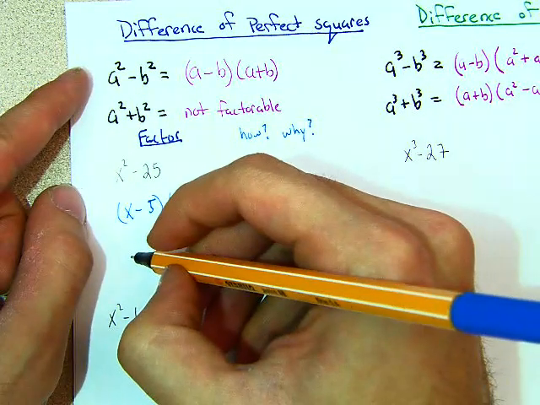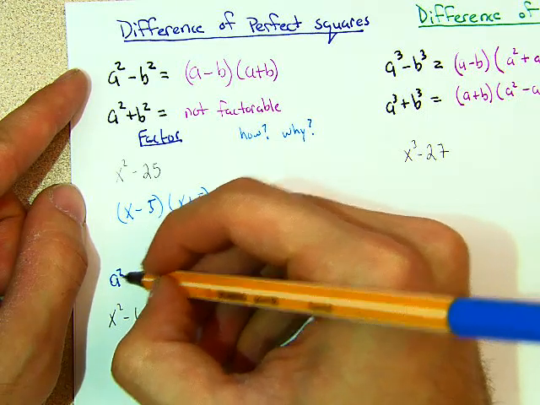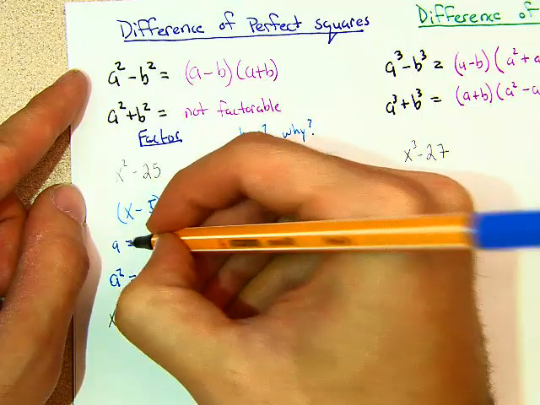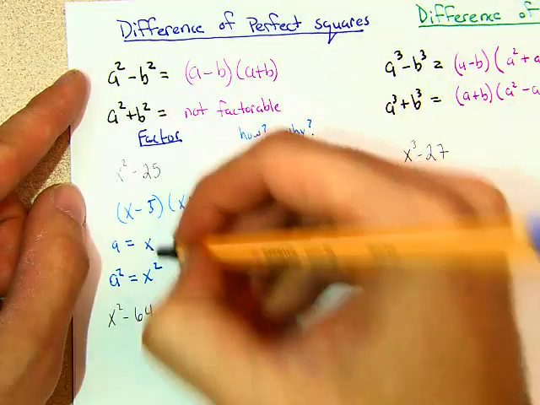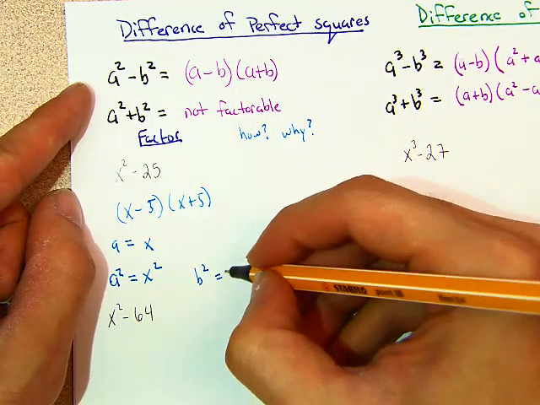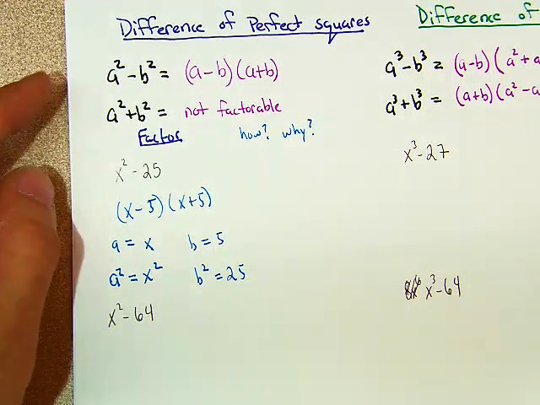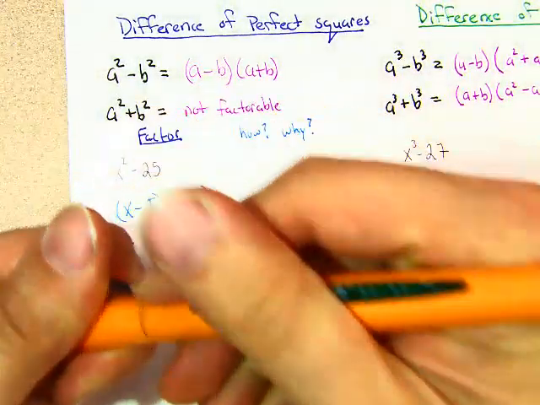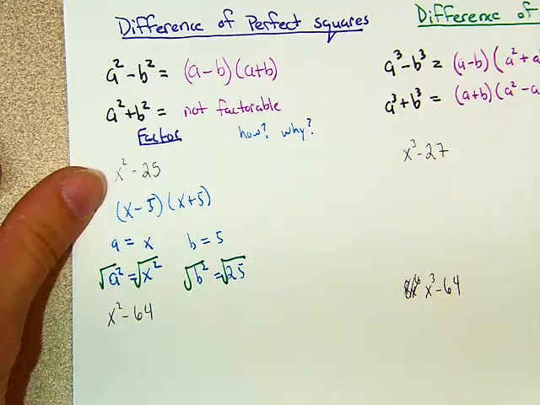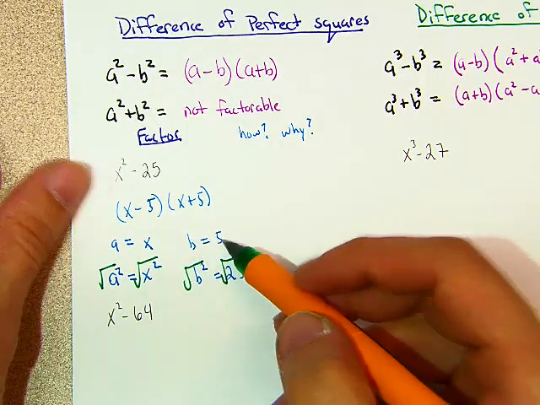So if a squared is equal to x squared, what does a equal? It equals x. And if b squared is equal to 25, b is equal to 5. And then how did we go from this step to this step? Well, you just take the square root. Square root of a squared is a, square root of x squared is x, square root of b squared is b, square root of 25 is 5.